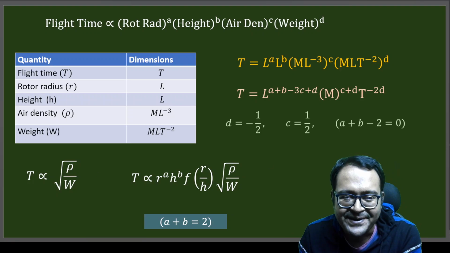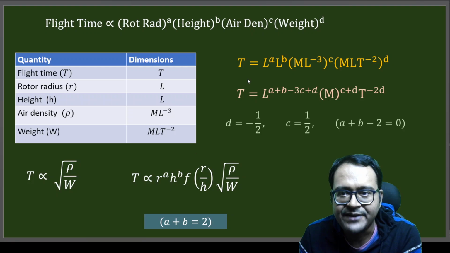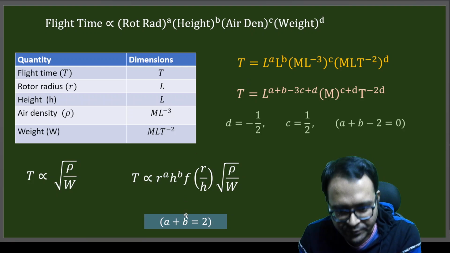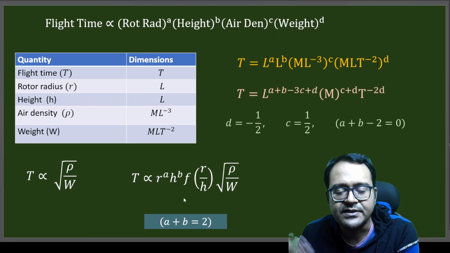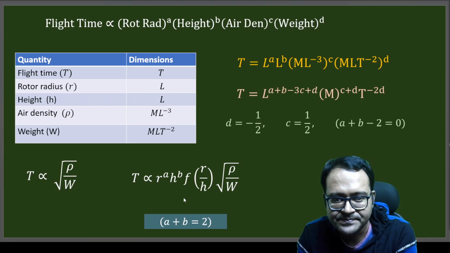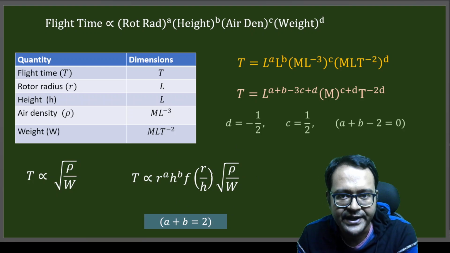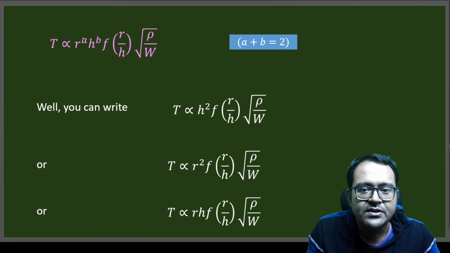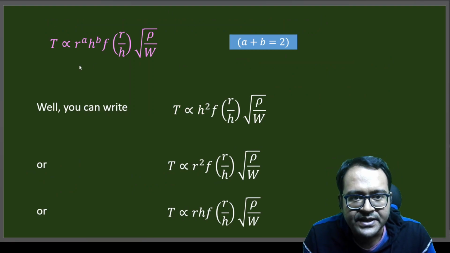And then this we already got, c and d. And r to the power a, h to the power b, I will write it just like this, with a note that a plus b should be equal to 2. So if you divide this right hand side expression by t, you get a dimensionless quantity. That will be your second dimensionless quantity. So let's write it once again. The same thing I write here with a note that a plus b equals 2.